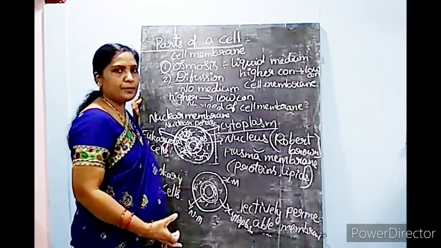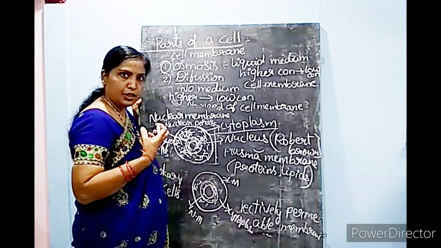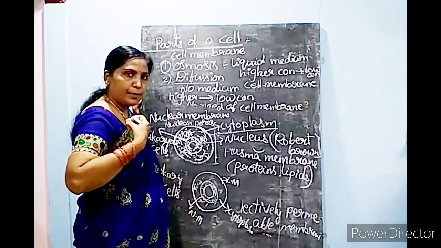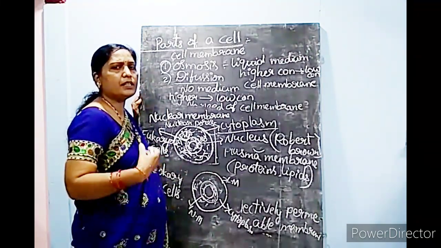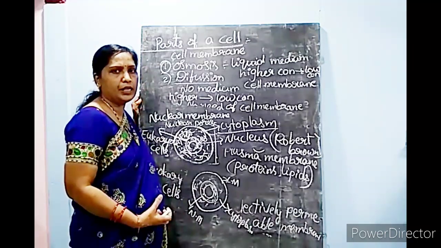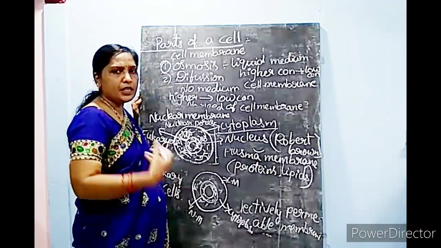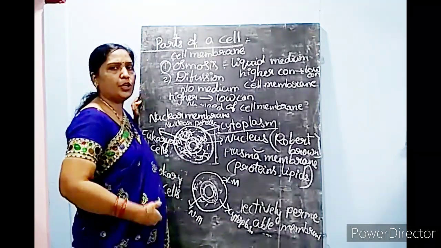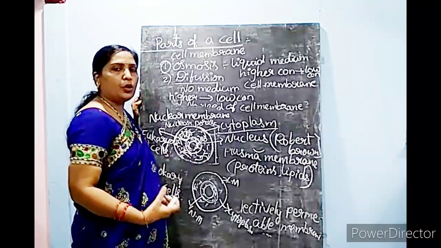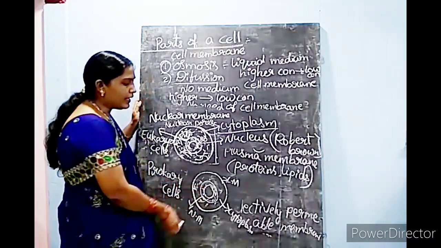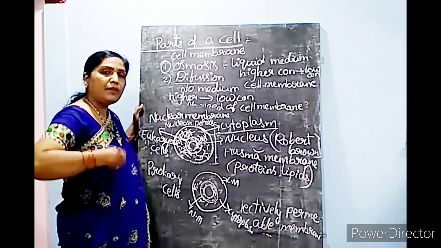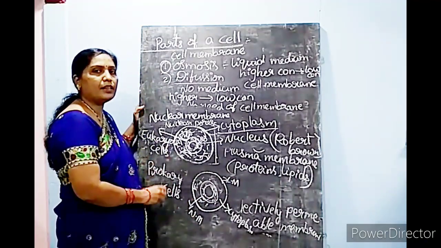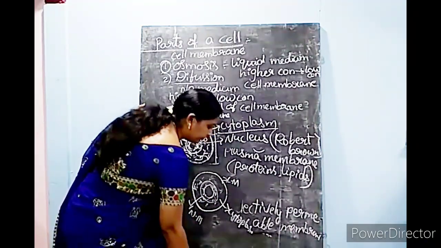So this is a living substance. Because of this nucleoplasm and cytoplasm, our body is made up of millions of trillions of cells. Every cell is performing its duty. Because of that, you are alive and you are able to carry out your metabolic activities. So this nucleoplasm and cytoplasm are living substances. Both nucleoplasm and cytoplasm together are called protoplasm.